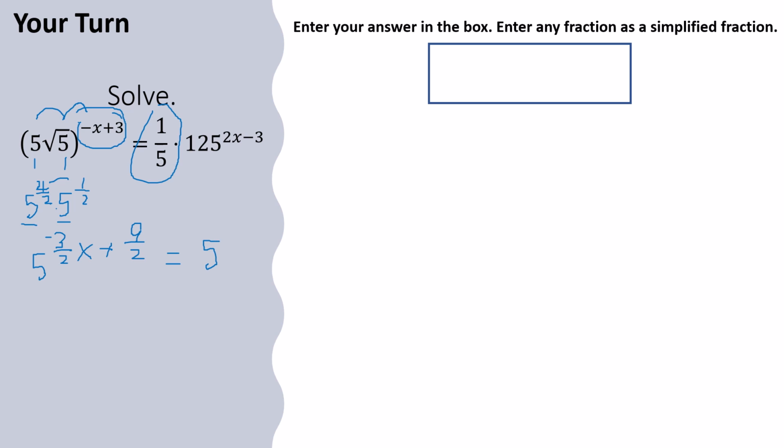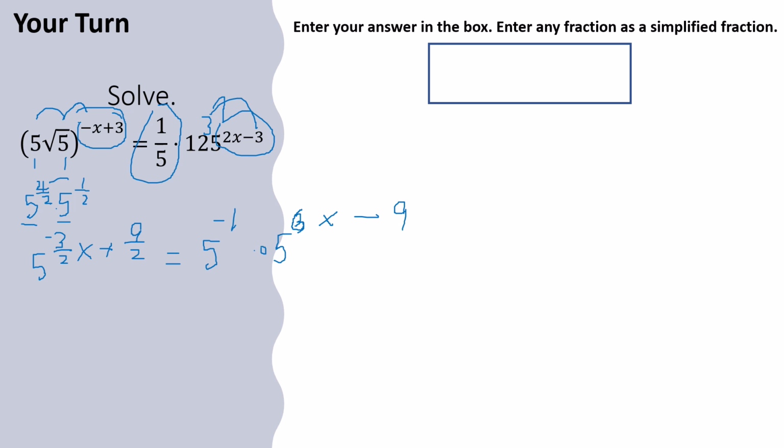That's 5 to the negative 1 times 125. 5 times 5 is 25 times 5 is 125. So that's 5 to the 3rd power. And then we're raising that to the 2x minus 3. So take that 3. Raising a power to a power means we're going to multiply these exponents. 3 times 2, that becomes 6x minus 3 times 3 is 9.